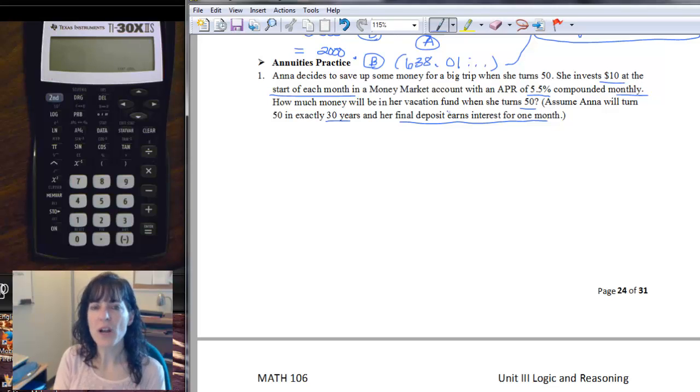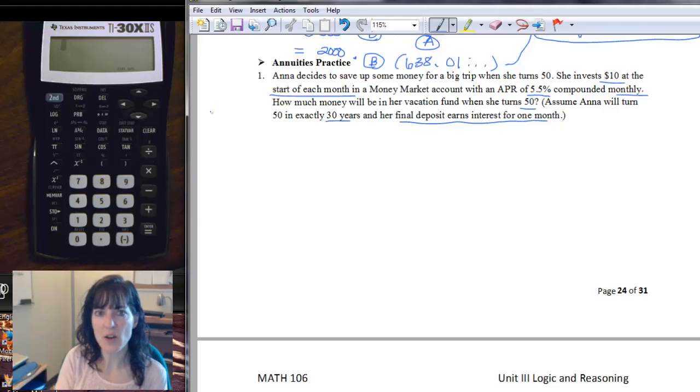Okay, so I tried to underline all the bits of information that I thought I was going to need to come back to. That's a very good strategy for you when you're reading through the problem. So I'm trying to think about everything as I read through it, underline them, and then I'll come back and look at it one more time to try to assign my variables. So she's saving money for a big trip.